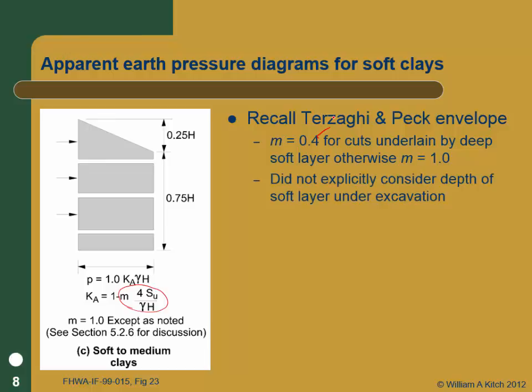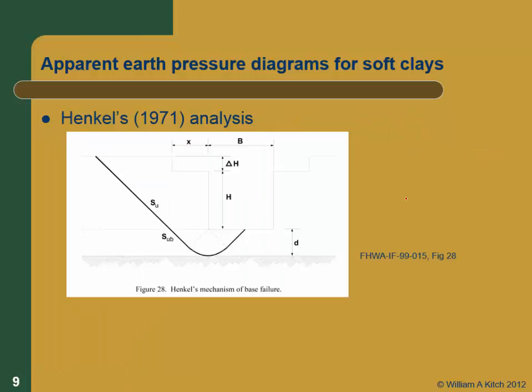So we did not explicitly in that system consider the depth of the soft layer under the clay. We just said, hey, there's cases where we got a strong foundation and there's cases where we got soft underneath. Well, obviously, if you have soft material and you get your sheet pile wall closer and closer to the base, it shouldn't just go from soft to perfectly stiff. There should be some kind of relationship between the depth of the soft material underneath the clay. So the earth pressure diagrams for the soft clays in the FHWA manual used a completely different analysis.